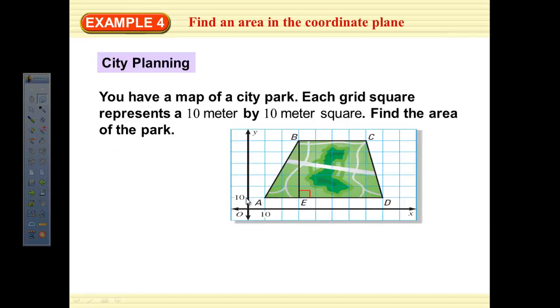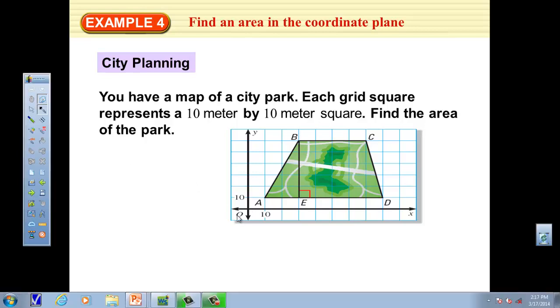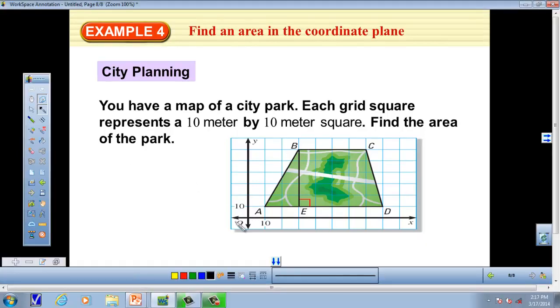Alright, here's another one. If you notice, the shape is a, what's it called? A trapezoid. So each of these blocks is 10 square meters. So if we look, we've got 1, 2, 3, 4, 5, 6, 7. That makes this 70 meters. We can see that this is 1, 2, 3, 4, so that makes this 40 meters. And then we've got 1, 2, 3, 4, 5. That makes this 50 meters.